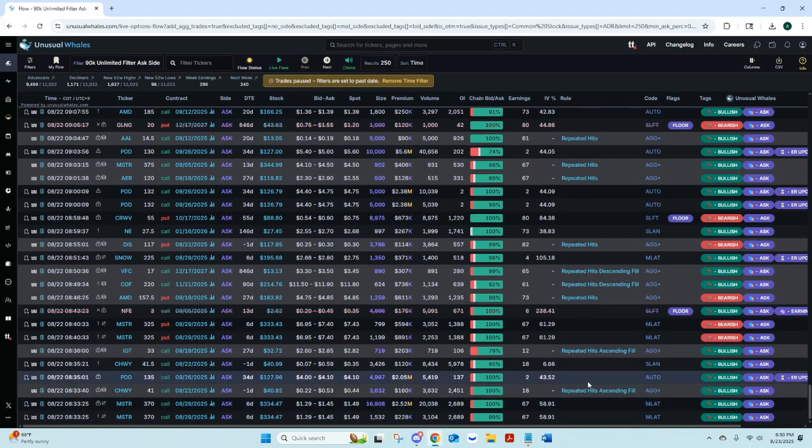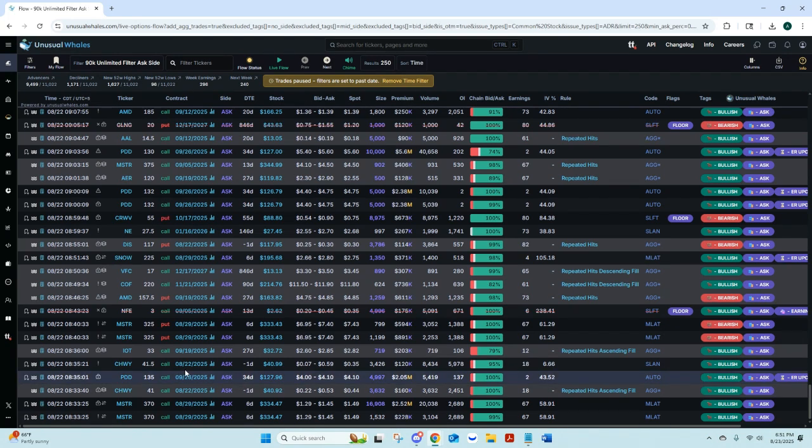It's an aggregated trade. It's a repeated hits ascending fill. That just means that fill is increasing as that flow comes in. I like seeing something more towards the ask here. This is almost more of a mid-side fill. Obviously, that bid-ask is a little wider. So this is something I'd pass on right away.